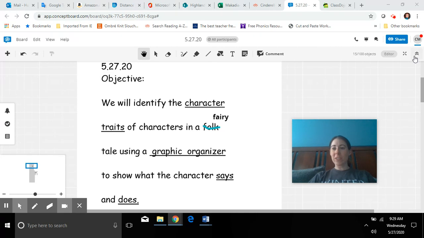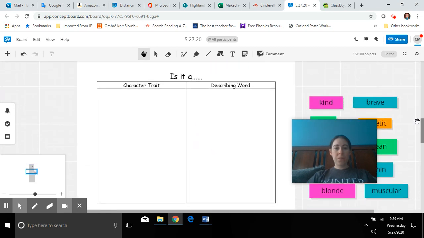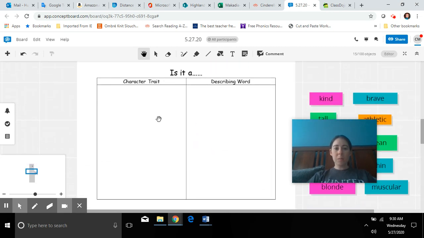Great job, first graders. Okay, so I thought as a warm-up to remind our brains what character traits are, we would do a little sort. I have a table here at the top. It says, is it a? You try. Good. Is it a character trait or is it a describing word?